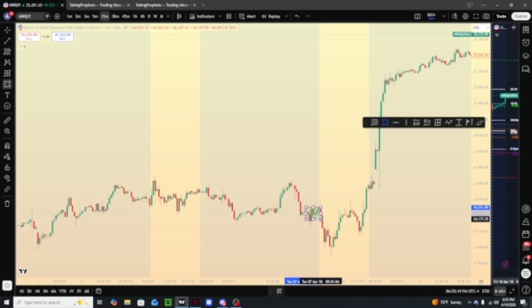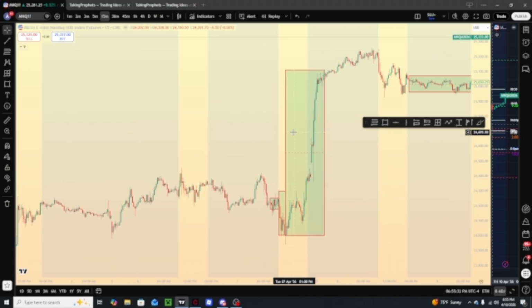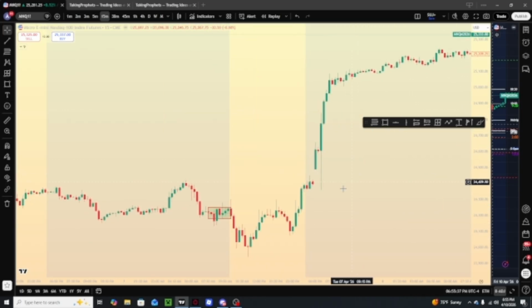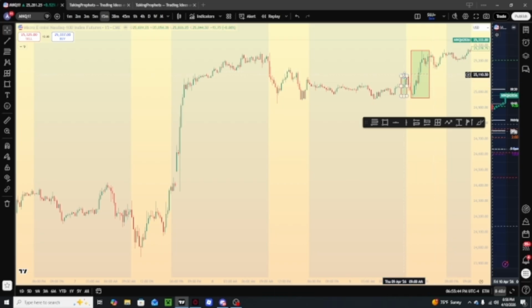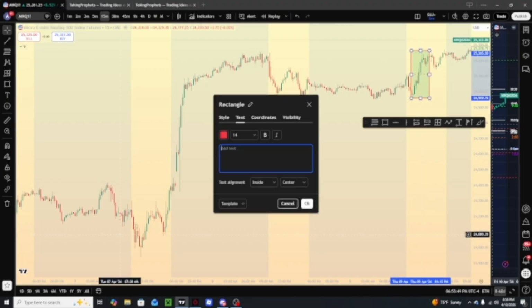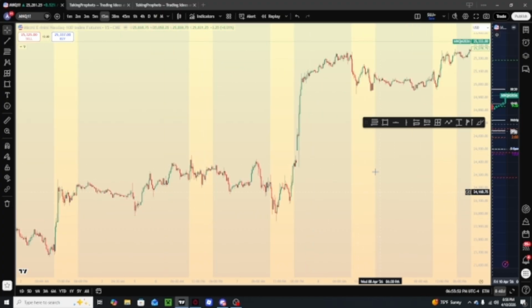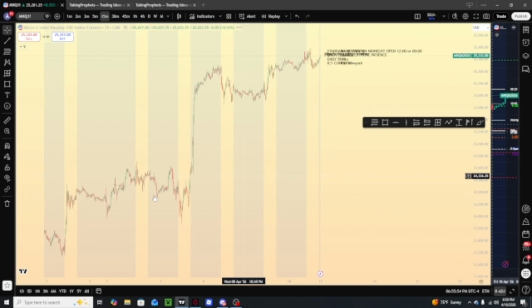Accumulation, manipulation, distribution. Okay? That's just the very basic concepts. See how we're generating liquidity? We broke out, and then now we displace higher. Distribute higher. Granted, this is a very simple example, but this was just pure news. Okay? So that's the basic steps of AMD.